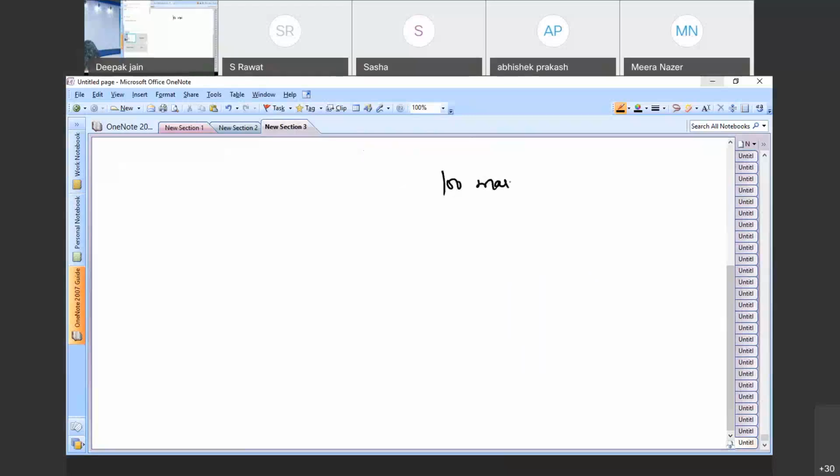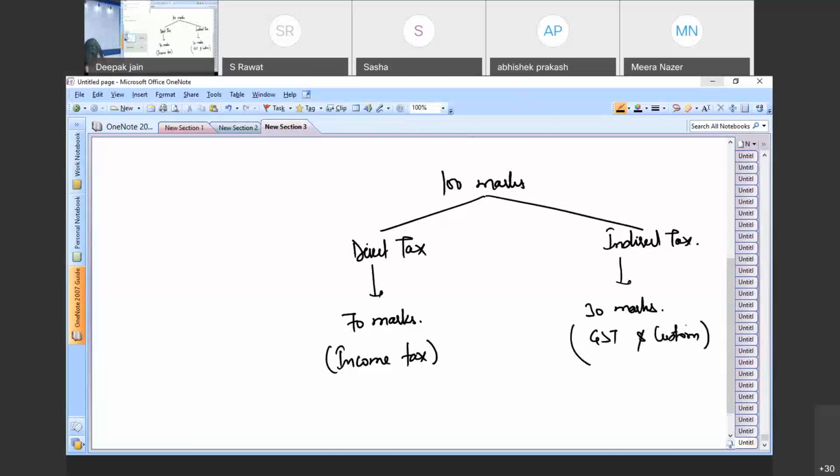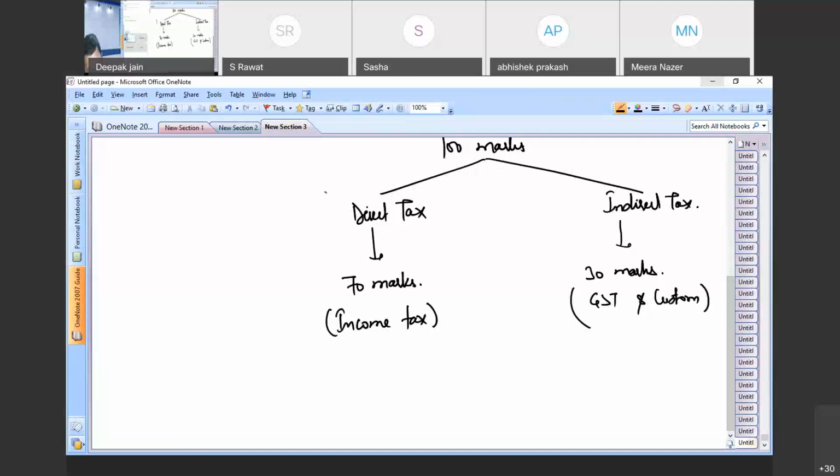So finally, I'm starting with one more thing. 100 marks: bifurcation, direct tax, indirect tax. Direct tax weightage 70 marks, indirect tax weightage 30 marks. But as per the latest trend, MCQ based, in direct tax you have to read income tax, and in indirect tax you have to read GST and customs. Fine. First, I am taking up this.